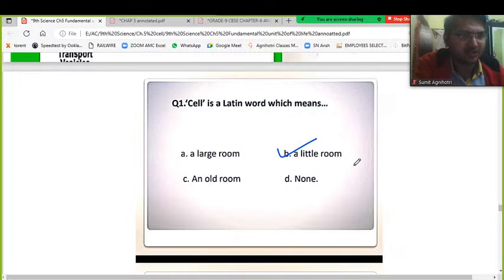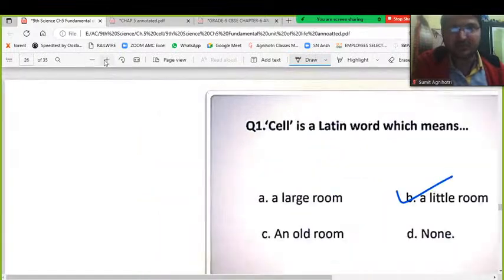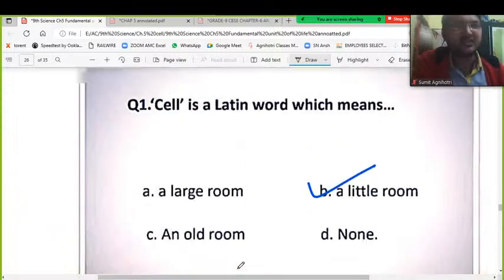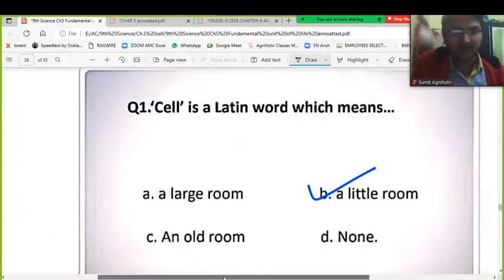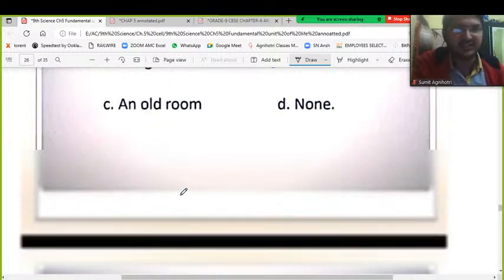Now we have some questions for you. Quickly go through them, and then we will end the session for today. Don't worry. Okay, we have some questions, and I want you to quickly go through this. Cell is a Latin word. What does it mean? I have four options, and I have already ticked here. A little room is the meaning of this cell.